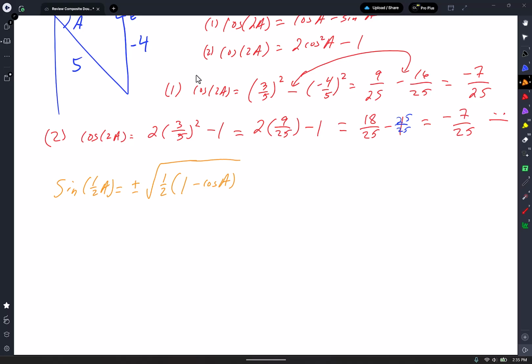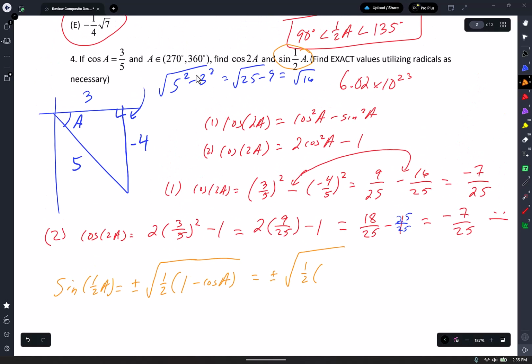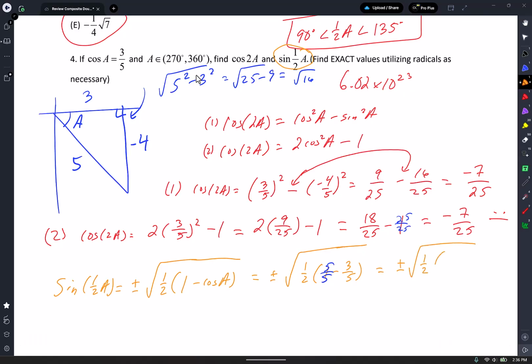Yes. And you already got cosine A. Plus minus square root of 1/2 parenthesis 1 minus 3/5. I turn that 1 into 5/5. I know some of you can do this mentally in your head, but whatever rows your boat. 1/2 parenthesis 5 minus 3, 2/5. There it is. If you get a negative inside, you can't have a negative inside the square root, so that means that you did an error.